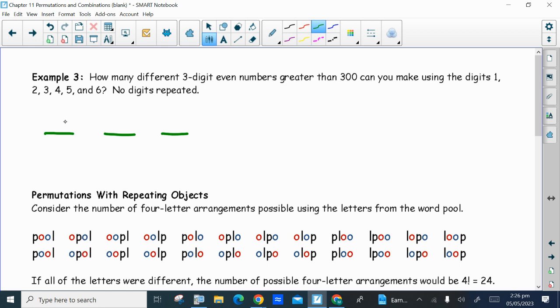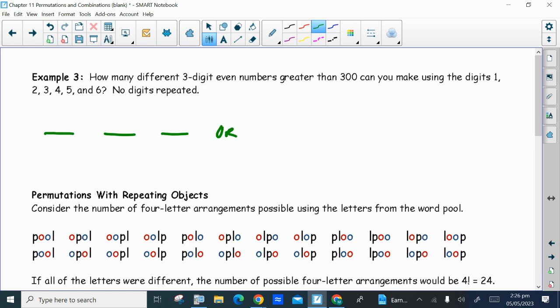And that's one of the numbers you could potentially use so that the number itself is greater than 300. Also, if the last digit is 6, then you can't use it for the first digit either. However, if the last digit is 2, it doesn't matter what the first digit is because the 2 can't be used for the first digit. So because depending on what digit you choose for the last position, it will affect the number of choices you have for the first position, we are going to have 2 different scenarios here.